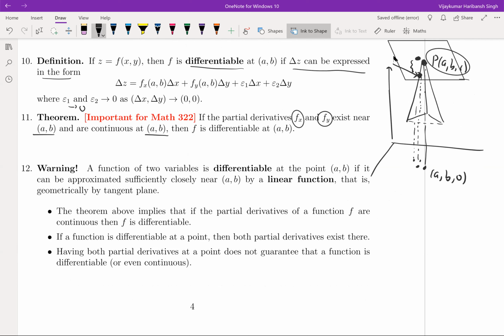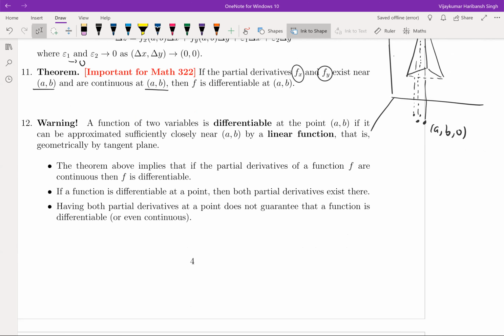So this is a very interesting result. You will see the application of this when you're doing math 322, all right?